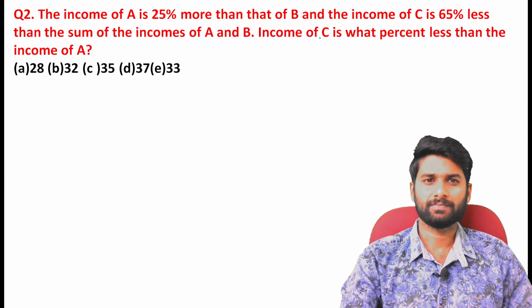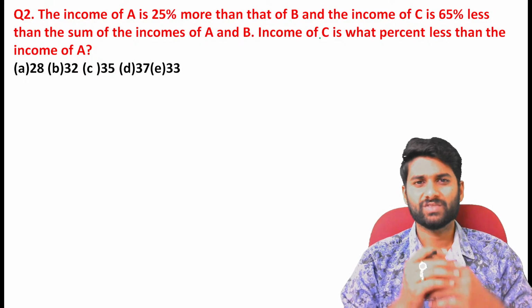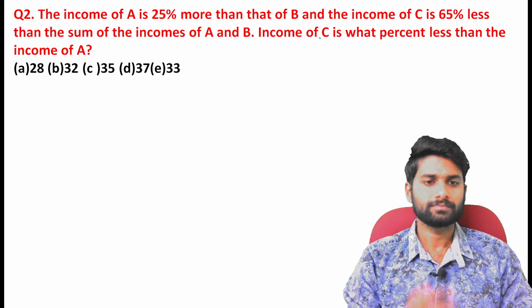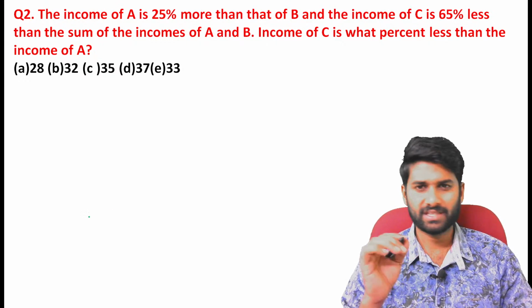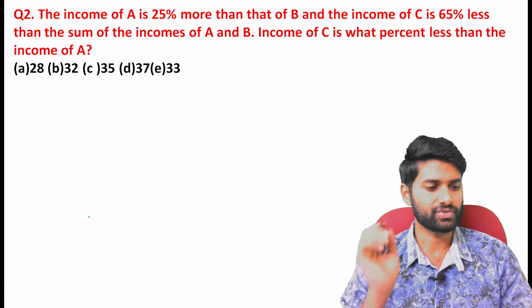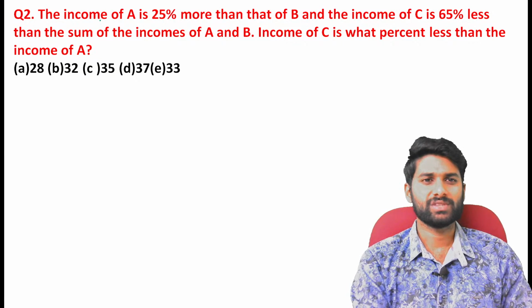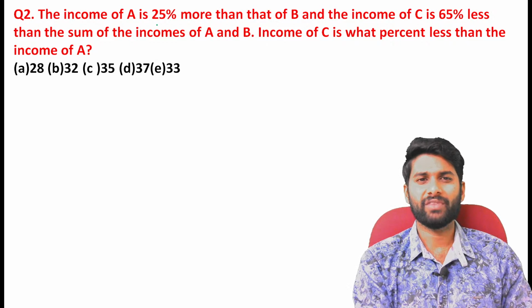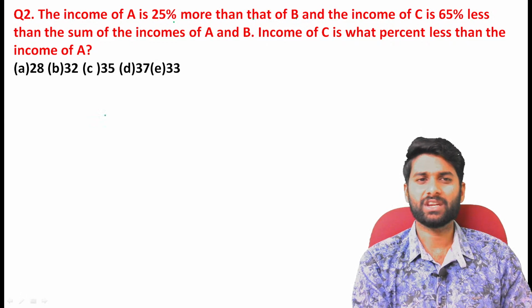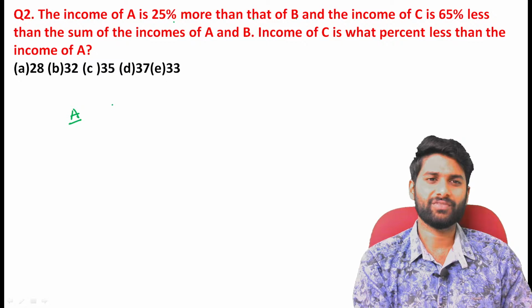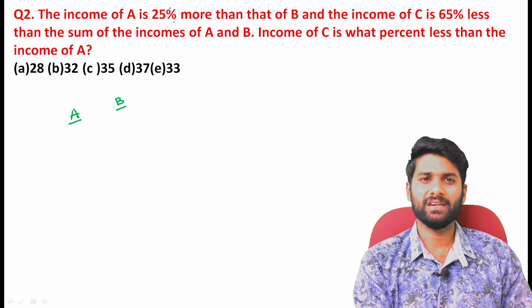Now try the second question. There is a comparison. Just read the information, and based on that information, go through the calculation. First of all, the income of A is 25% more than that of B. Again, there is a comparison between A and B. Here they are discussing 25%.